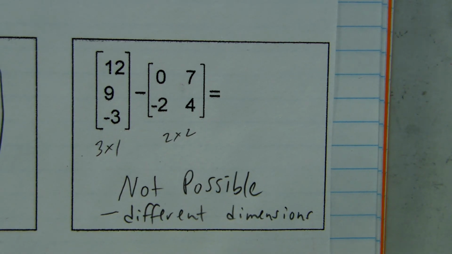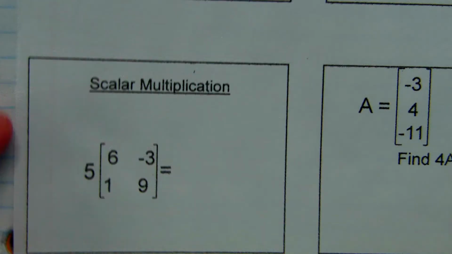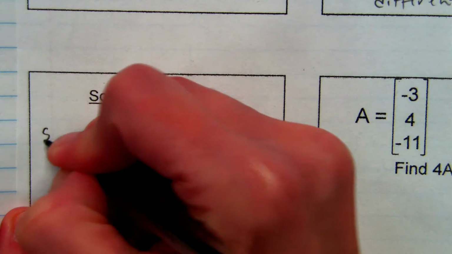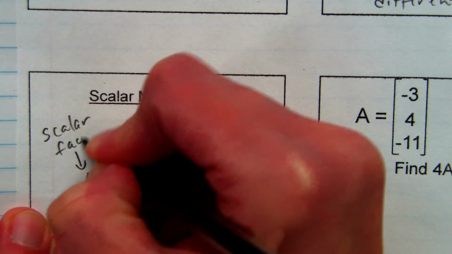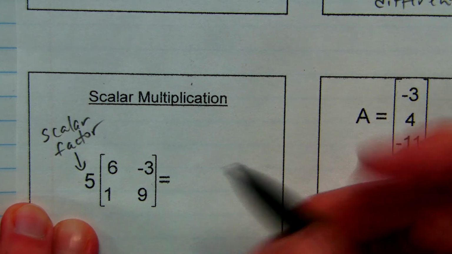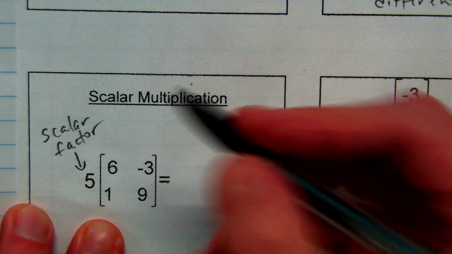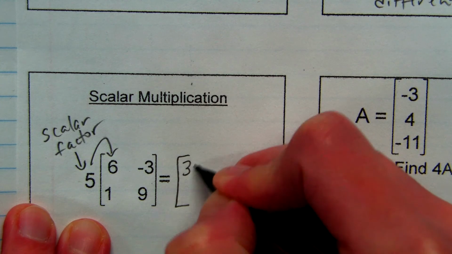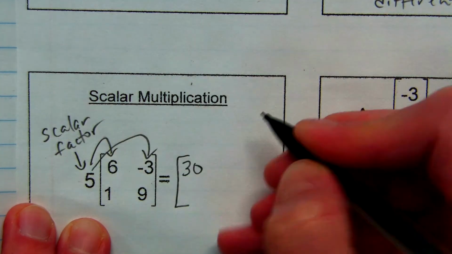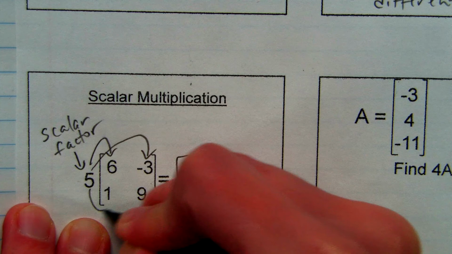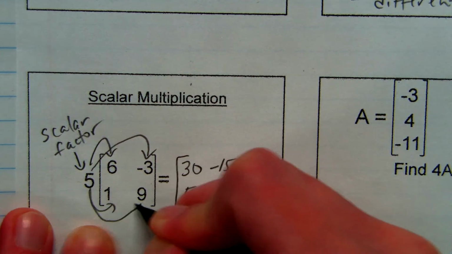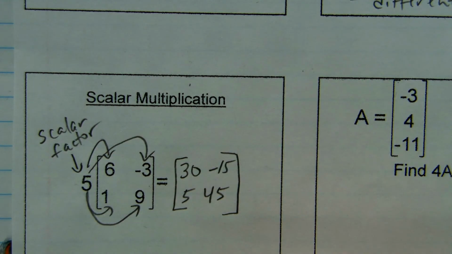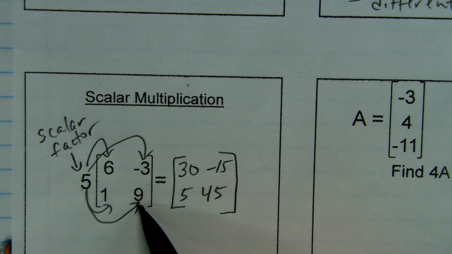All right, the last thing we're going to look at for this lesson is scalar multiplication. So the 5 that's out here is called a scalar factor. And basically what it's going to do is multiply by everything that's inside. You can think of it as distribution. So I'm going to take 5 times 6 and get 30. Take 5 times negative 1, negative 5. 5 times 1 is 5. 5 times 9 is 45. So this is called scalar multiplication, where you take a number times a matrix.